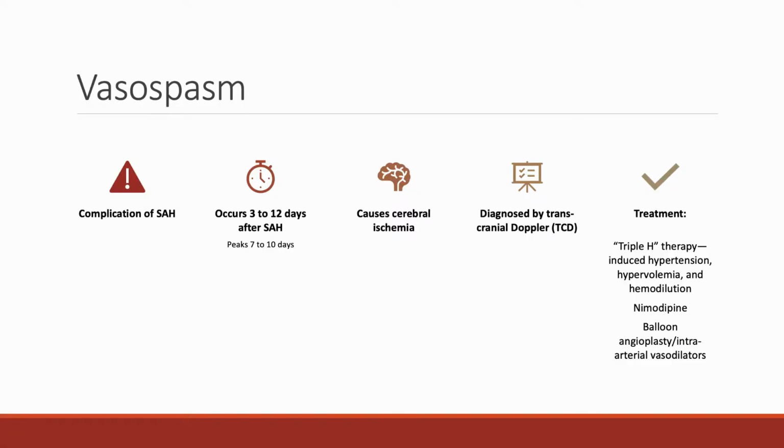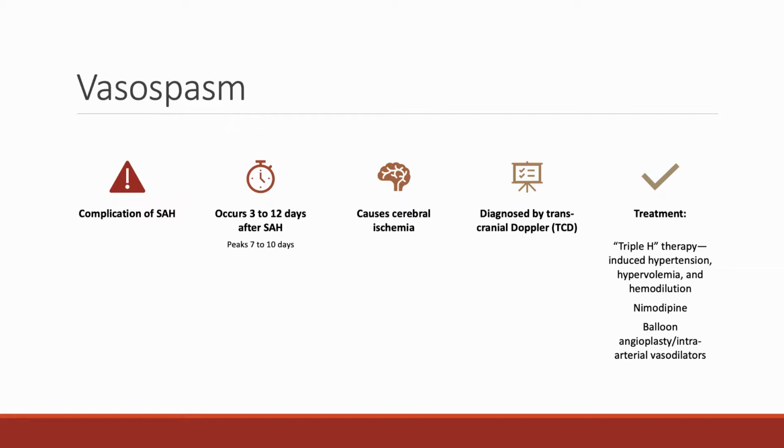Vasospasm frequently happens, and we have to control for this after the subarachnoid hemorrhage happens. It peaks within 3 to 12 days. Peaks within 7 to 10 days, but can occur anywhere in that range up from 3 to 12 days. It does cause cerebral ischemia, which is a major complication. So we have to try and limit that.